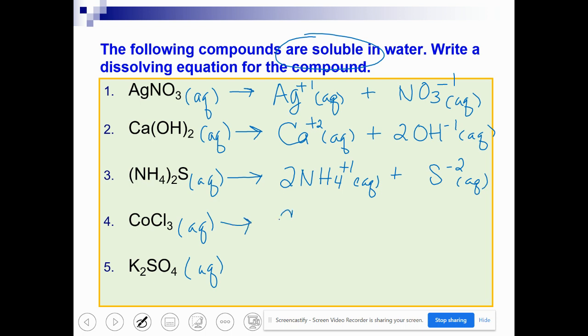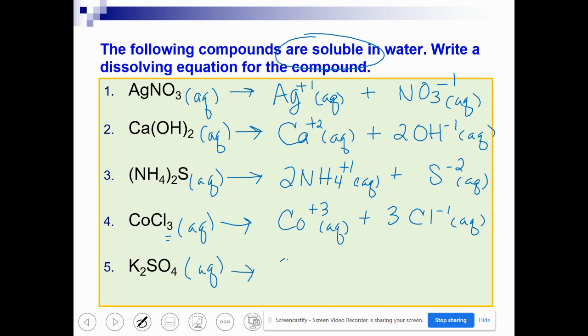For number 4, we're going to get a cobalt ion. Now, you might be wondering, well, which cobalt do I use? Cobalt's on my periodic table, not my periodic table, my ion chart twice. And that's where you go back and you look at the formula. You can see here that the cobalt has a charge of +3 because of the formula CoCl3. And then you have to remember to show that you get 3 chlorides when it breaks apart.